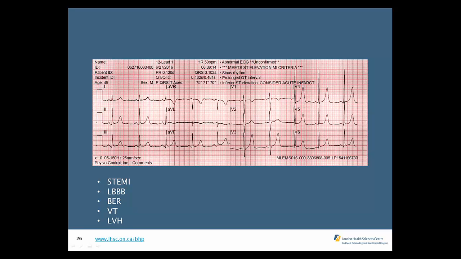Definitely the inferior leads, I see some ST elevation in 2, 3, and aVF. Then looking at the precordial leads, there's a bit of a wandering baseline in V3. You can see how the line doesn't connect there.